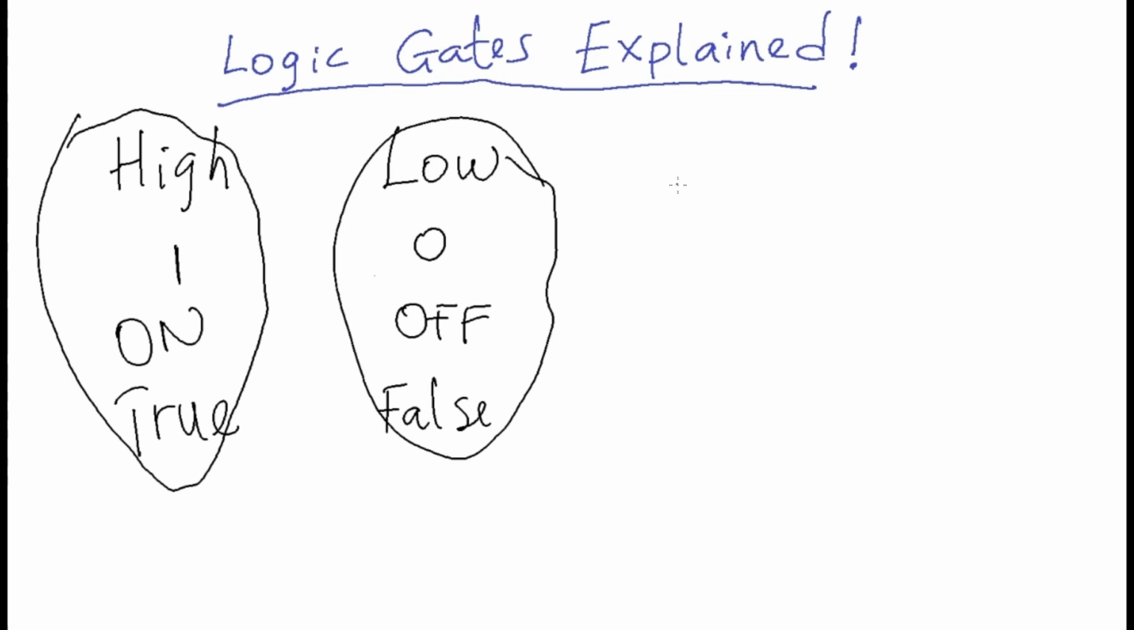And then to track what happens in the gates, we use truth tables, like I mentioned before. So a truth table is just a simple chart that will show every single possible input combination and then the resulting output of that input combination. So let's get started with our logic gates.